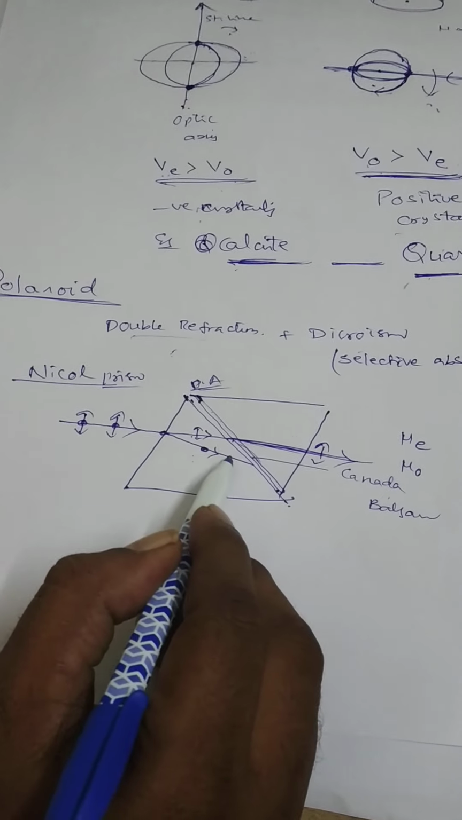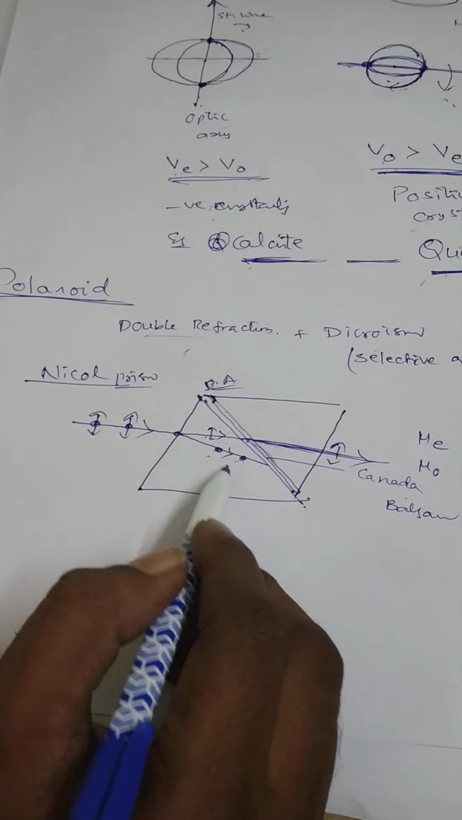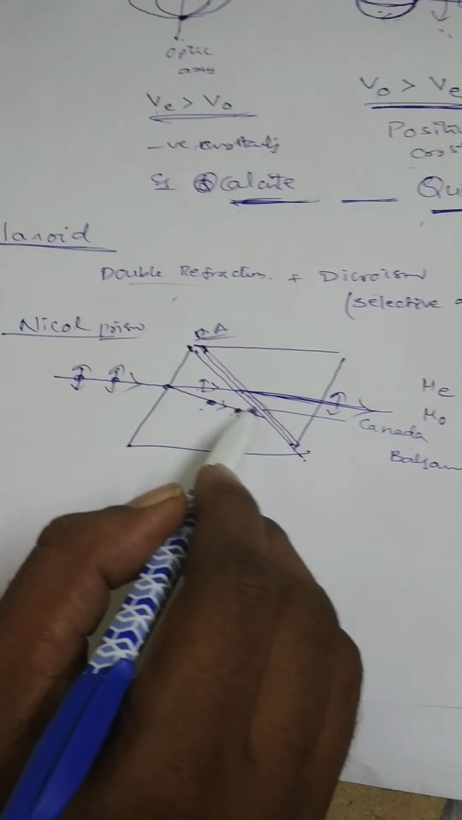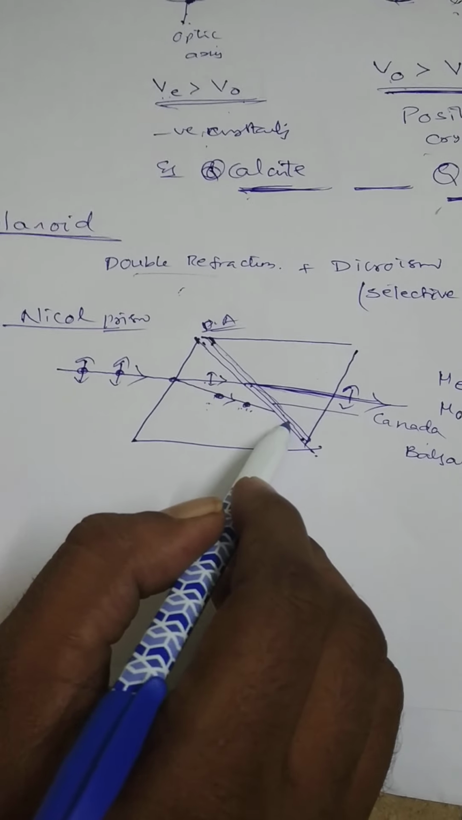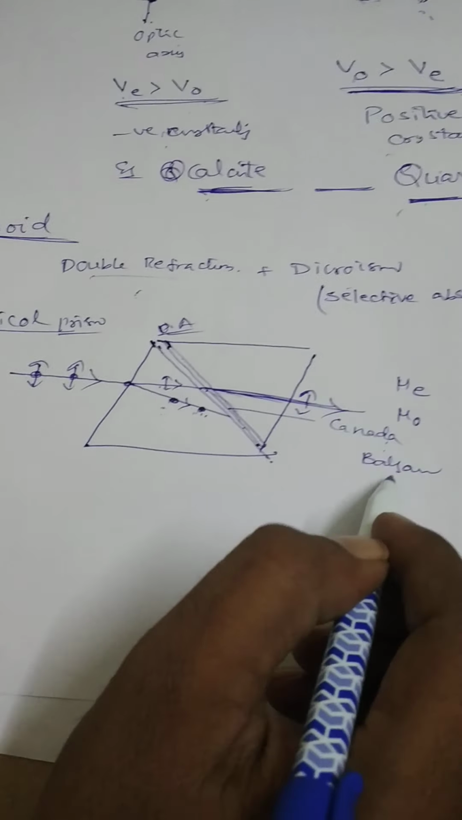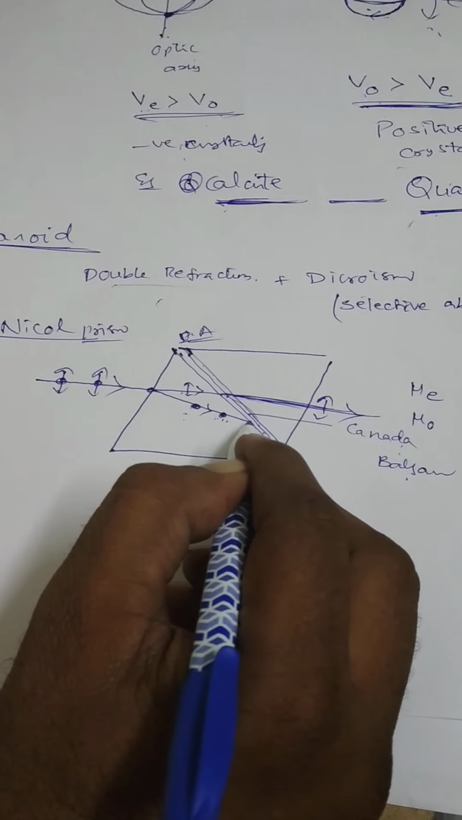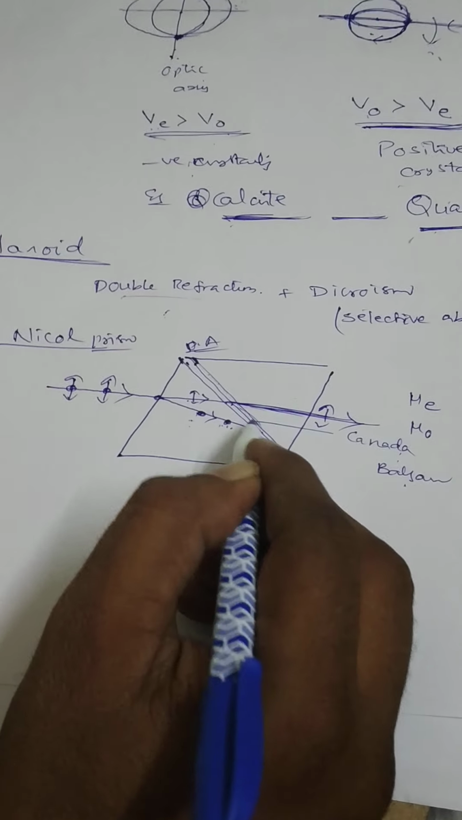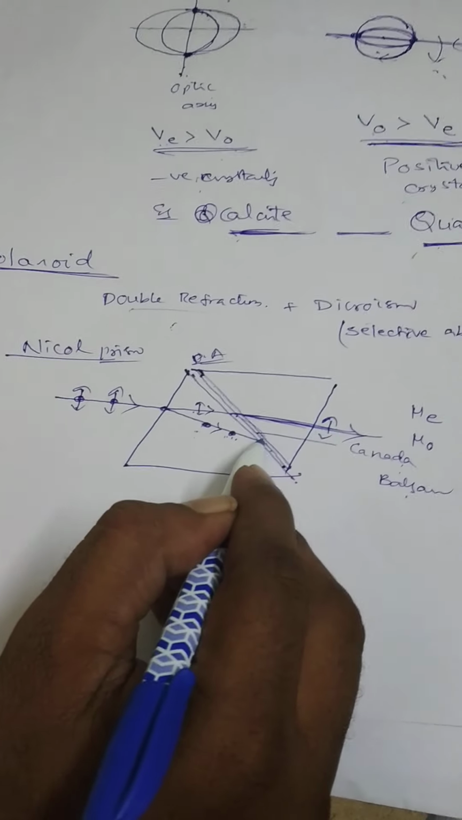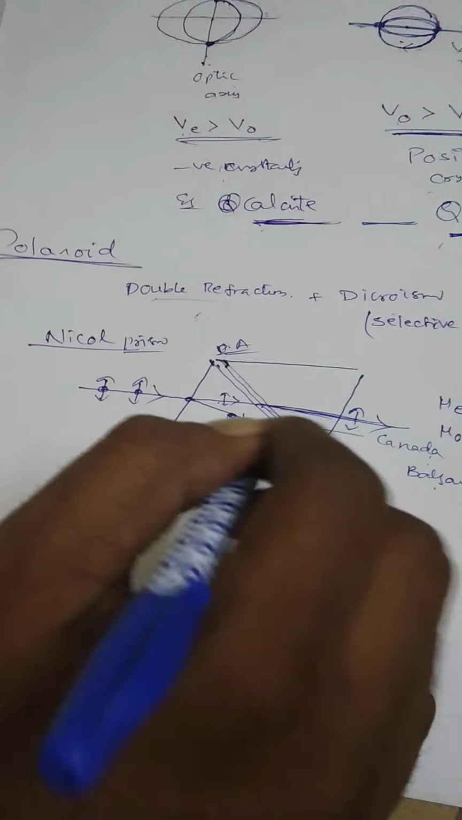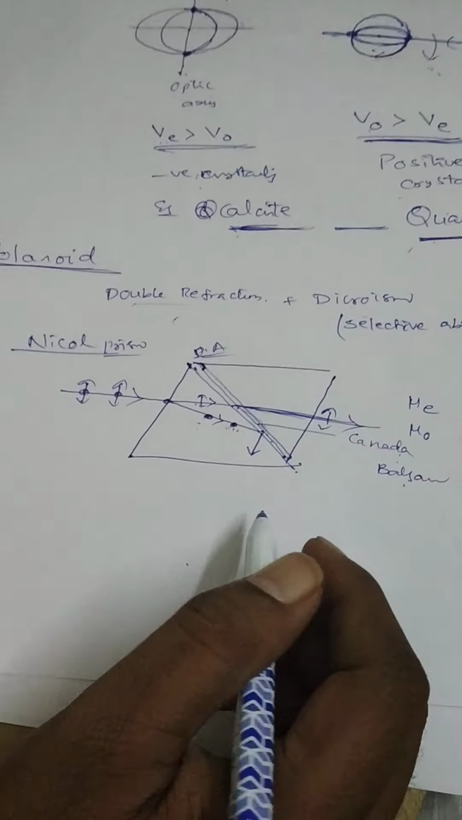The light ray that contains sigma components is the ordinary light ray. For the ordinary light ray, Canada balsam acts as a denser medium, so it undergoes total internal reflection. The angle of incidence at this point is greater than the critical angle, so it is totally reflected within the prism.